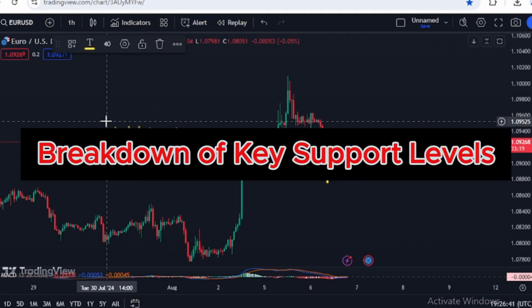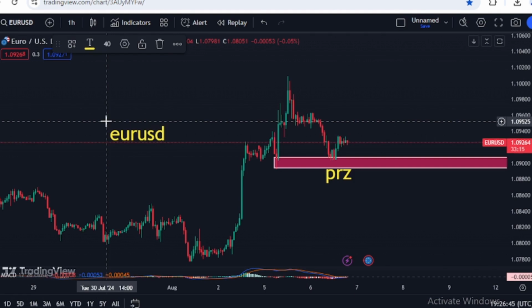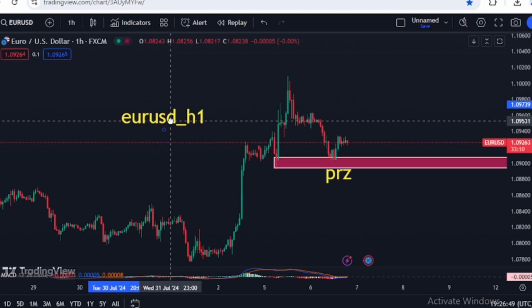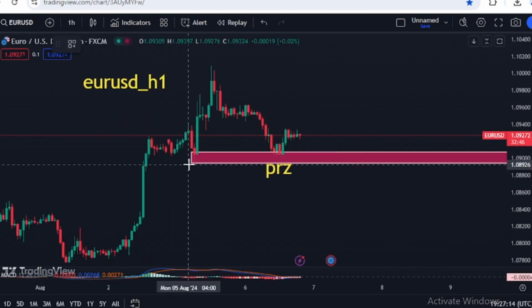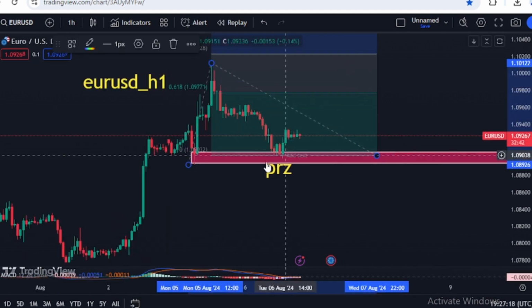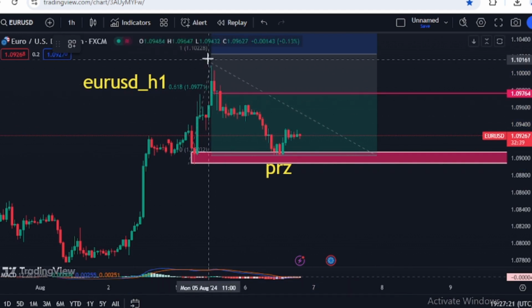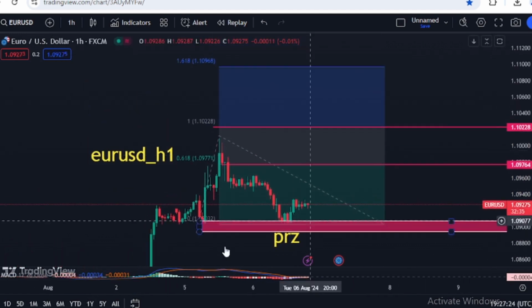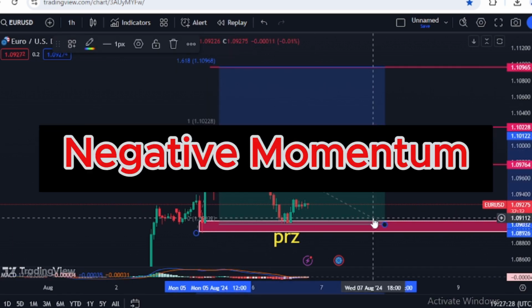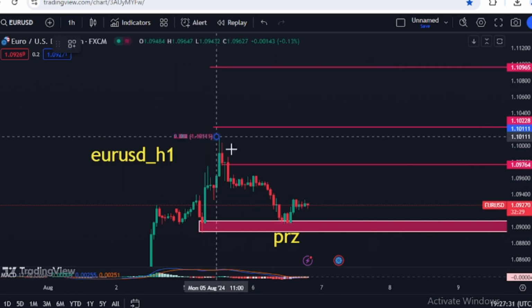EUR/USD had broken down below critical support levels, indicating a shift in the underlying trend. This breakdown suggested that selling pressure was dominant and that further downside potential existed. Key support levels often act as floors for a currency pair, and a breakdown below these levels indicates a potential change in market sentiment from bullish to bearish.